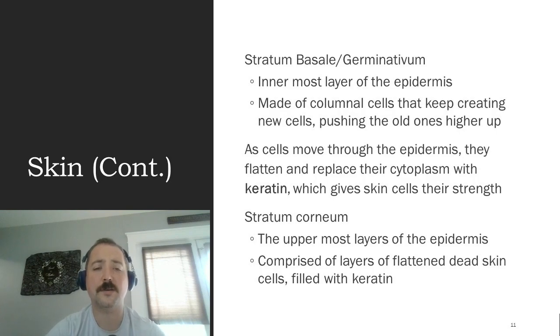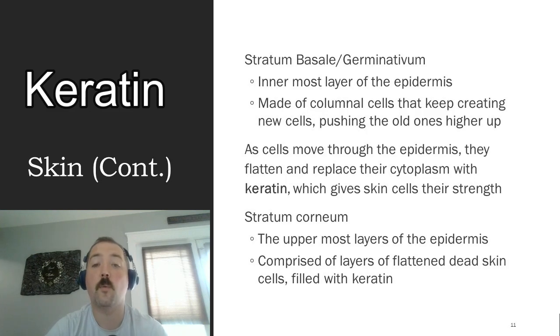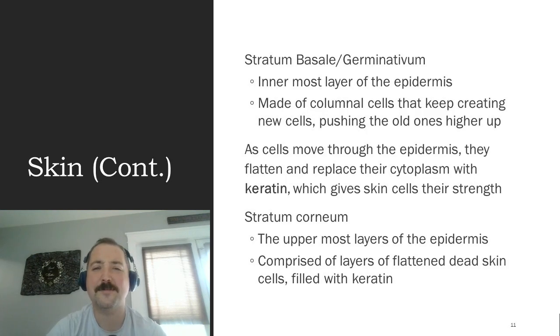As these columnar cells grow and divide, new ones push the older ones up. This pushing motion causes the columnar cells to flatten and become squamous cells. Their cytoplasm is also replaced with a chemical called keratin. It makes our skin waterproof and very tough. It's the same stuff that like your nails are made of.